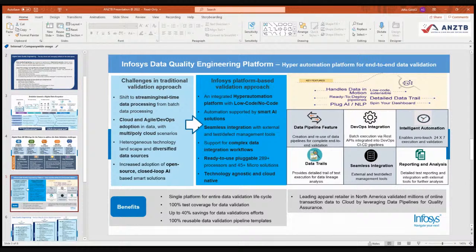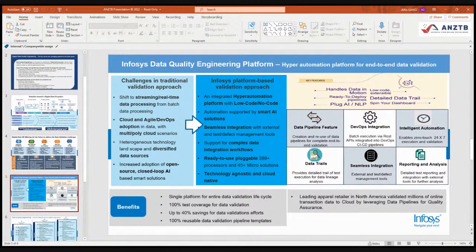So all these solutions and pluggable processes have come together to form this hyper data quality engineering platform, which is a hyper automation platform. So this is one shop that can help us, and it's technology agnostic and also cloud native. Some of the key features that I just want to call out: it has a data pipeline feature. It has the DevOps integration for continuous integration and continuous delivery pipelines, via REST and APIs.